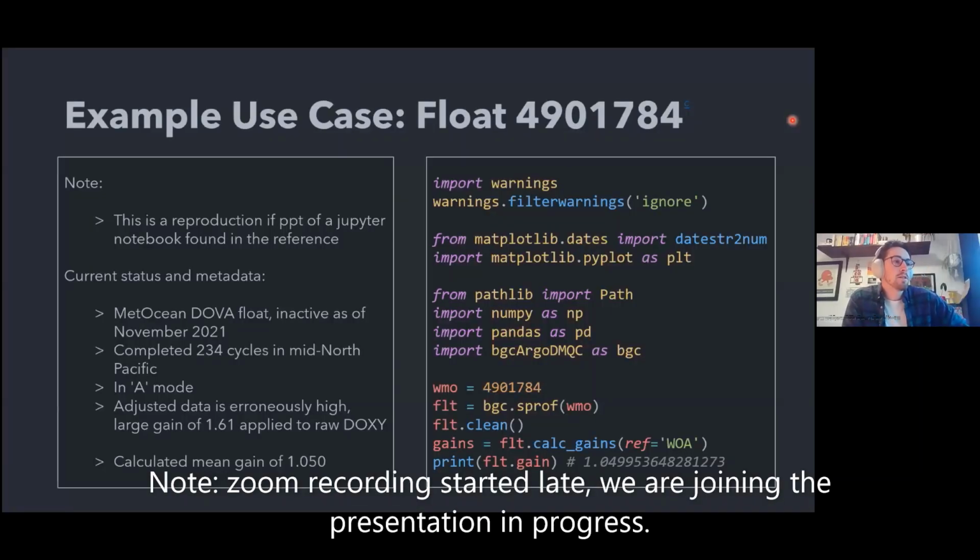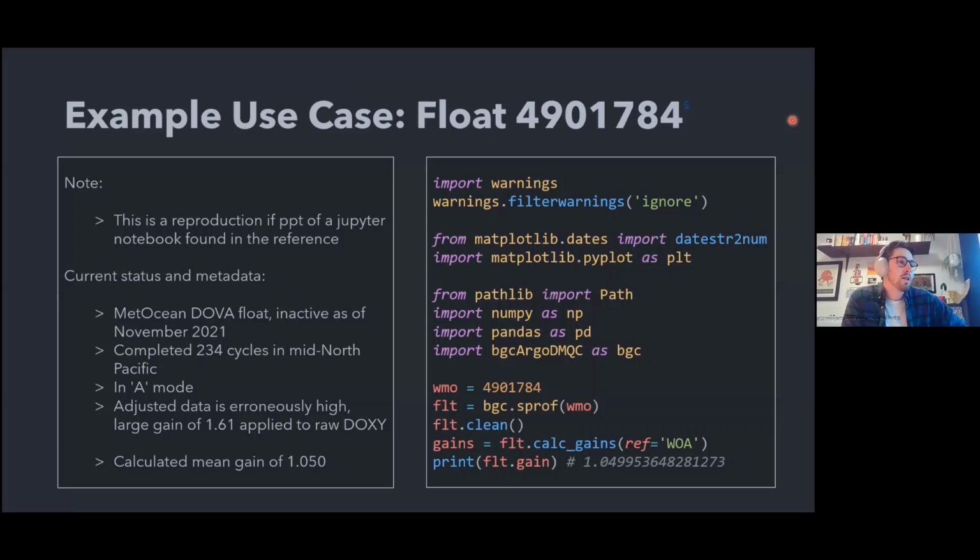The data is in adjusted mode, but it's adjusted quite erroneously high. There's a gain of 1.61 applied. I don't know. I have some theories on how that happened, but it's not really important for the moment.